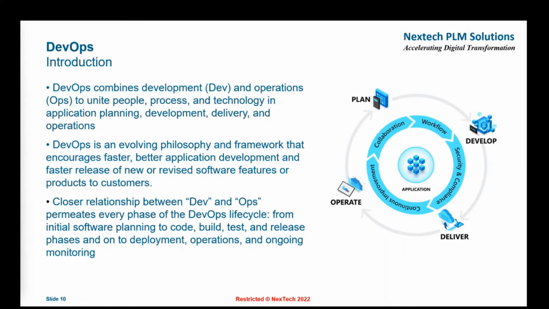It's a framework that encourages faster and better application development, and it demands the faster release of updated software features, or what we call product updates. So with DevOps, you get your product updates with faster release, and it helps customers to fix the critical issues or bugs which are part of the existing system. So this closer relationship between DevOps, I mean the development team and operations, right?